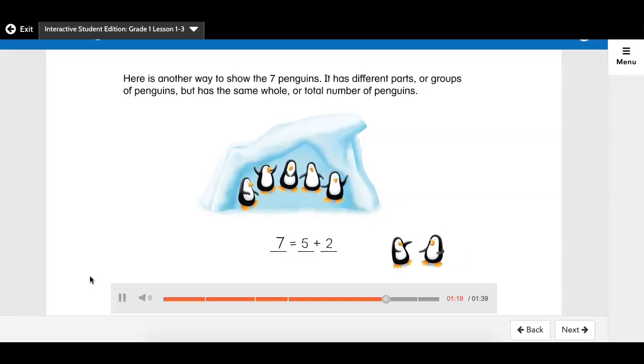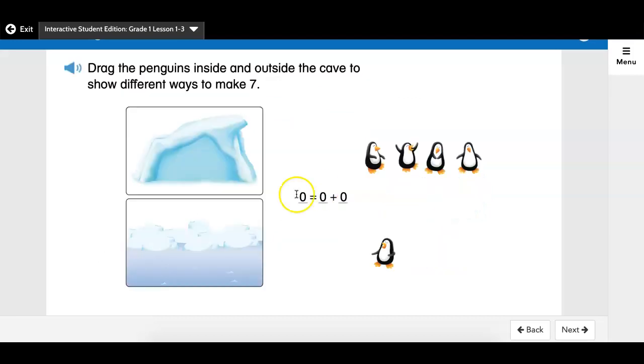Here is another way to show the 7 penguins. It has different parts, or groups of penguins, but has the same whole, or total number of penguins. Drag the penguins inside and outside the cave to show different ways to make 7. So here is inside the cave, and this picture is outside of the cave. So Mrs. Collier is going to drag penguins over, and it's going to make our equation.